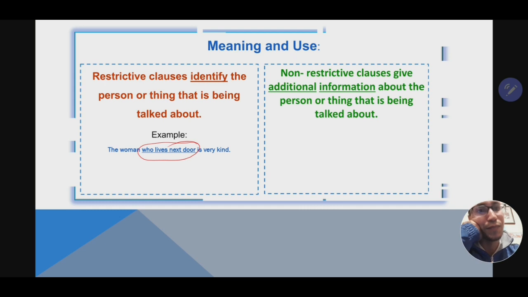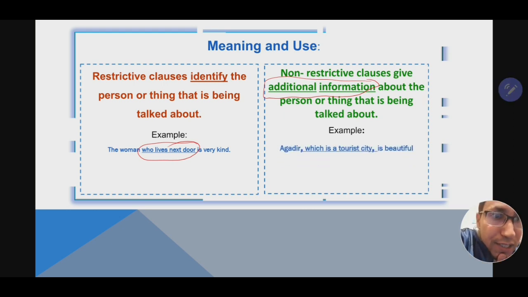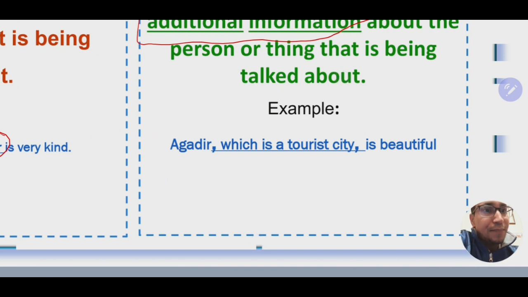Remember, we only have two, restrictive and then non-restrictive. Non-restrictive clauses give additional information, just additional information about the person or thing that is being talked about. This is an example. Agadir, which is a tourist city, is beautiful. Now let me ask you the question. Can we say Agadir is beautiful? Agadir is beautiful.